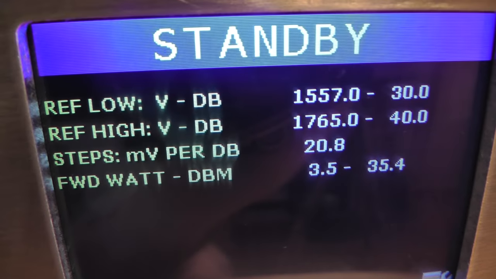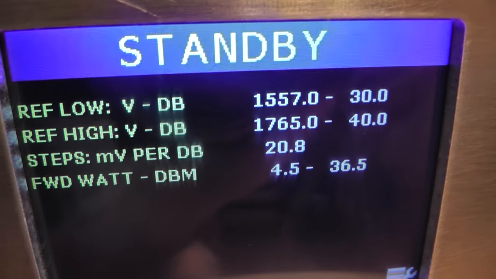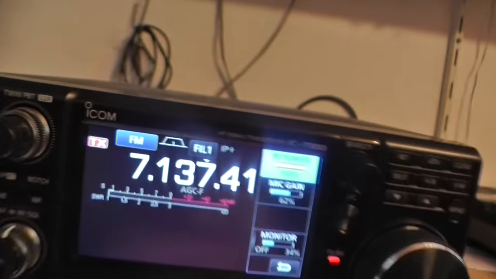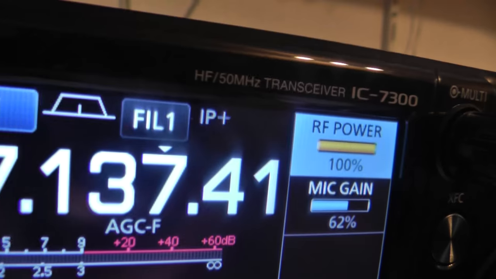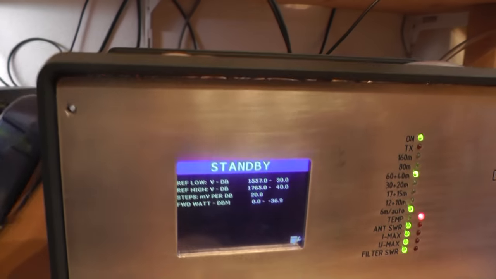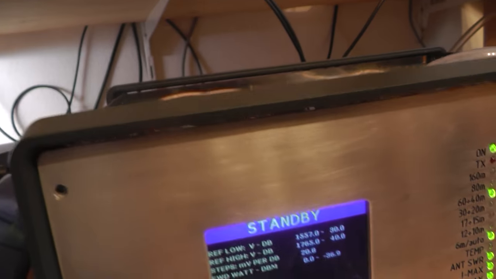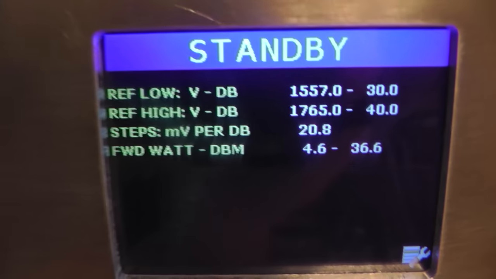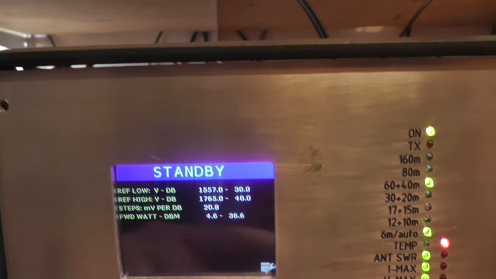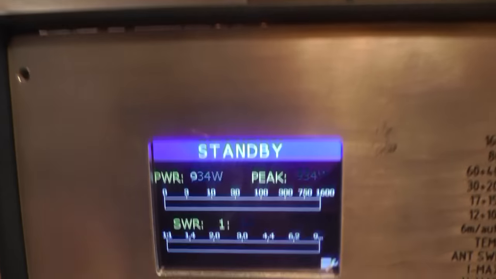Now I set the ICOM to its full power setting of about 100 watts, and the instrument shows a maximum of 4.5 watts. So you see the ICOM is at 100%, and we get only 4.5 watts into our amplifier. So the ICOM is limited and the LDMOS amplifier is now safe.